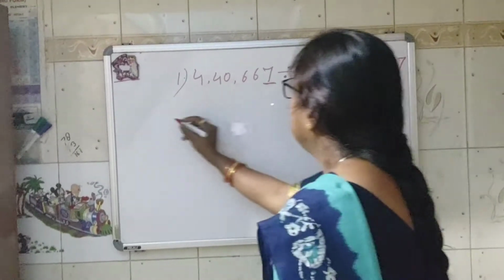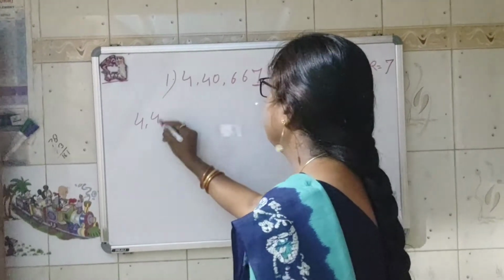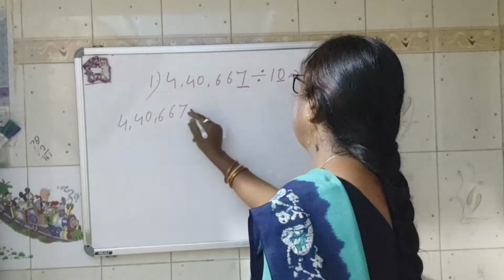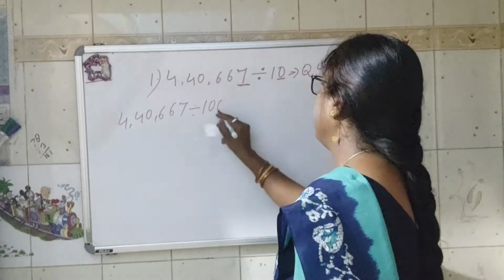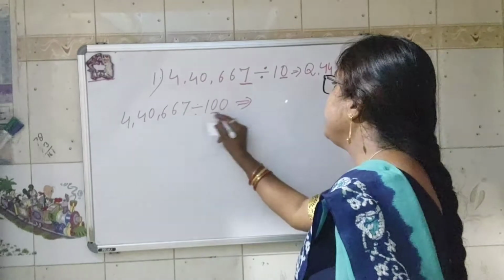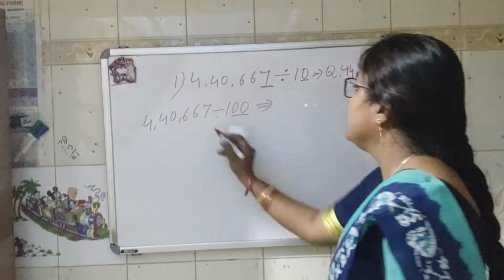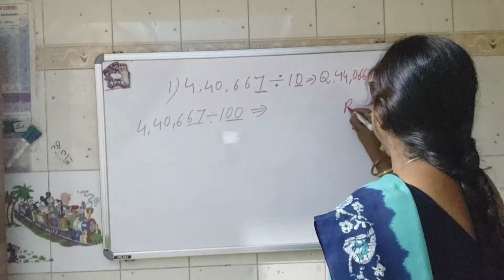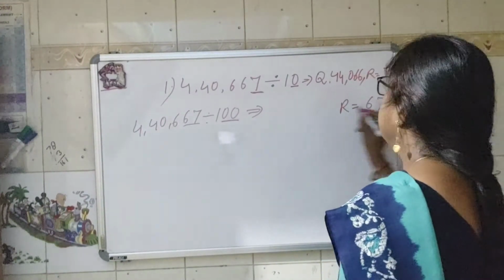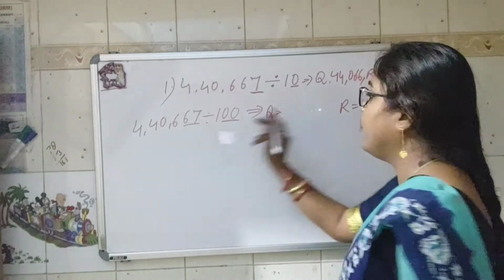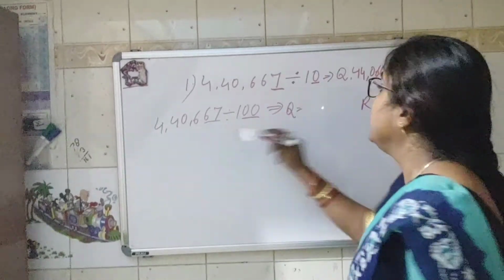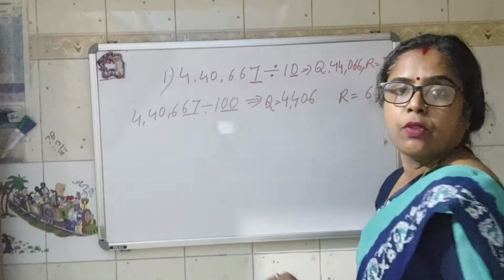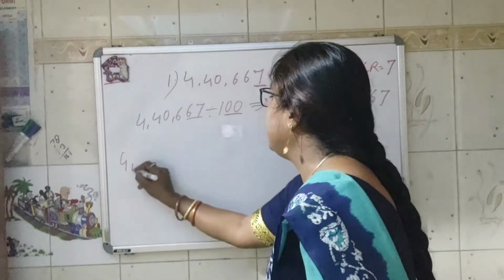Okay. Now, when we divide the same number by 100, see, in 100 how many zeros are there? 2 zeros. So we will get 2 digits as the remainder. So we will write down here the remainder is equal to 67. And after taking out the remainder, whatever number is left, that is the quotient. So it is 4,406.